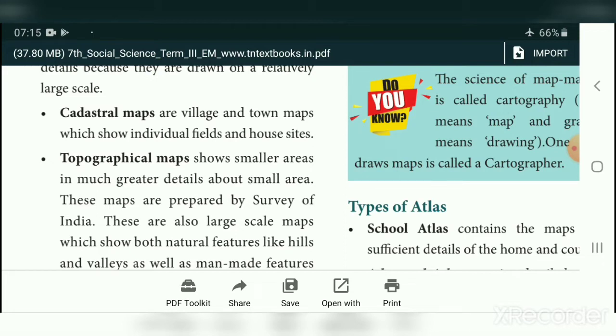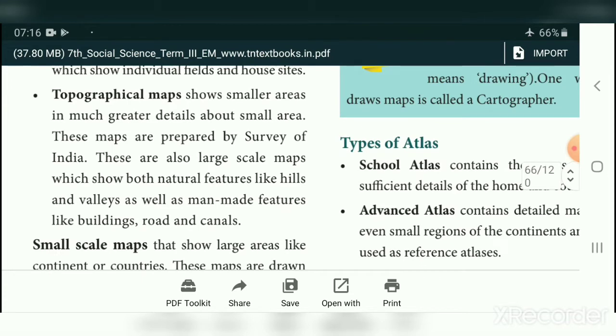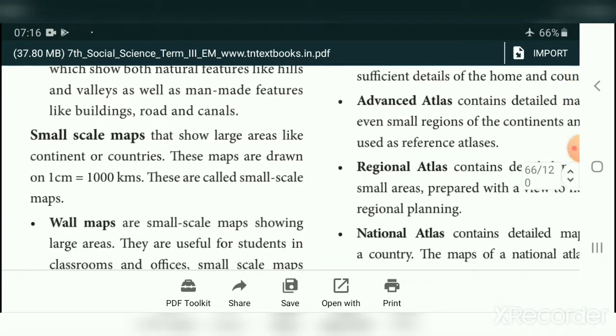Topographical map. It shows a smaller area in much greater detail. These maps are prepared by the Survey of India. Note this one. Topographical maps are prepared by the Survey of India to know the smaller area in great detail. These are also large scale maps. It shows both natural features like hills, valleys, and man-made features like roadways, railways, and buildings. All the buildings we can see in the map. This is also known as a large scale map.